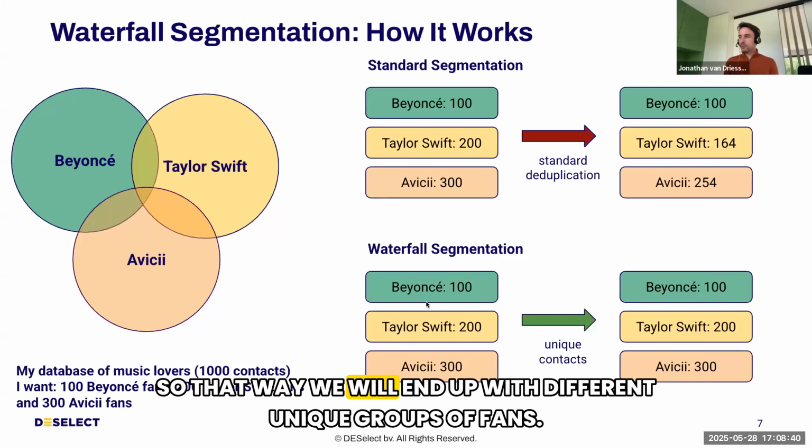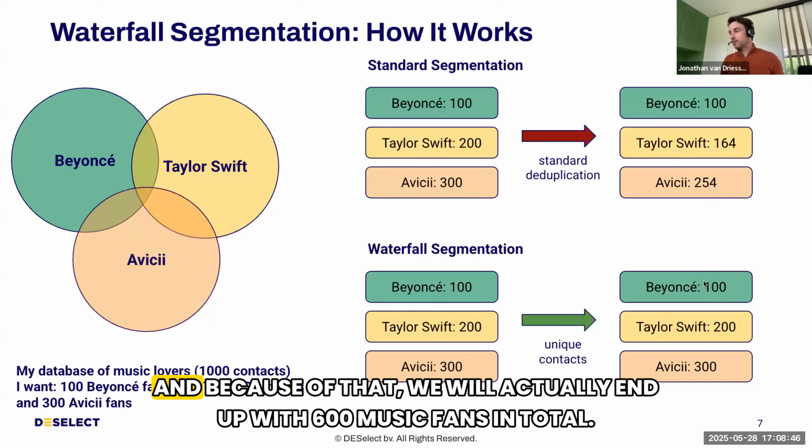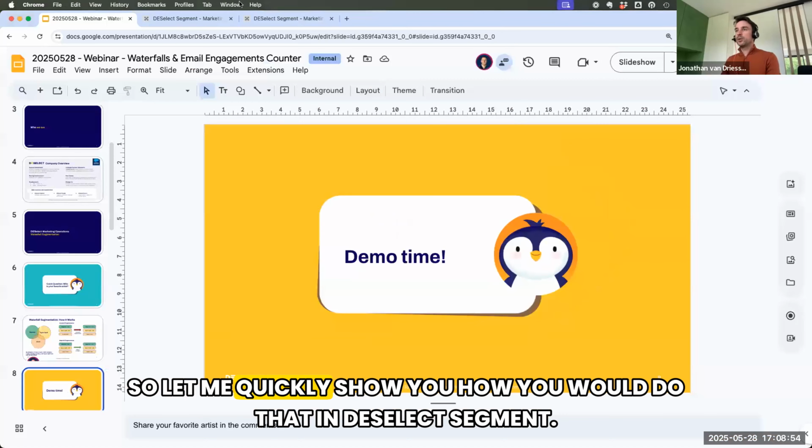So that way we will end up with different unique groups, and because of that, we will actually end up with 600 music fans in total, right? So let me quickly show you how you would do that in Deselect segment.